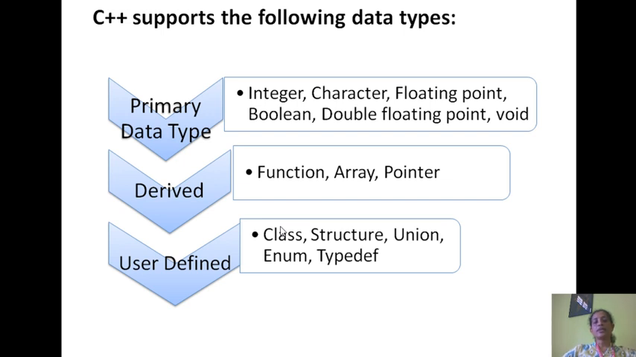The next category is user defined. User defined means any programmer or any user can define a data type for his or her programming. So these data types are called user defined data types. The names of the user defined data types are class, structure, union, enum, and typedef. These are the different types of user defined data types.